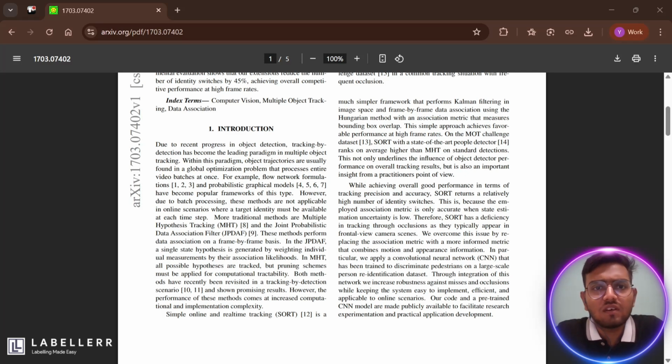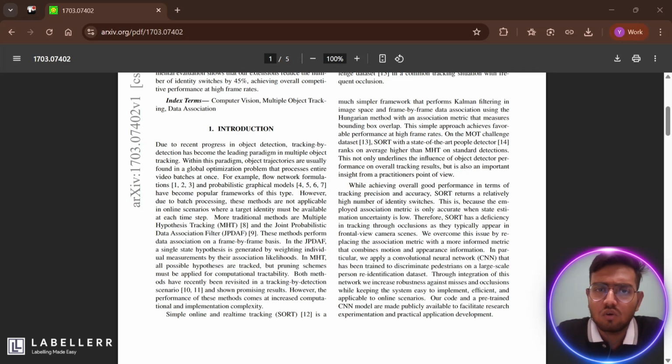So, how does this fix the previous problem? The combination of motion and appearance information is like having both a GPS and your eyes when you are trying to find someone in a crowd. The GPS, the motion prediction, tells you roughly where they should be, but your eyes, the appearance features, confirm that you are looking at the right person.